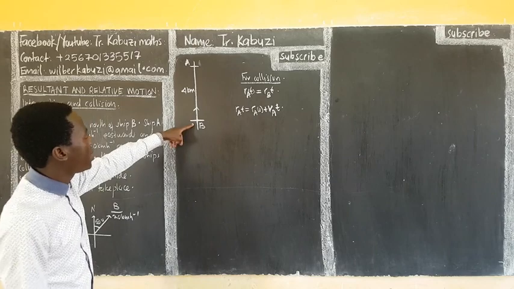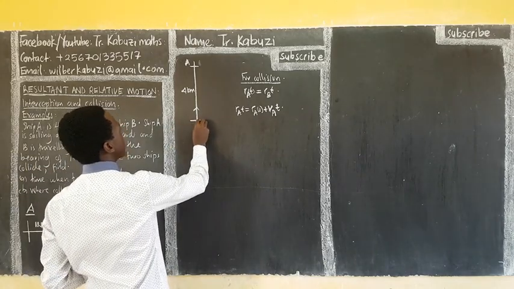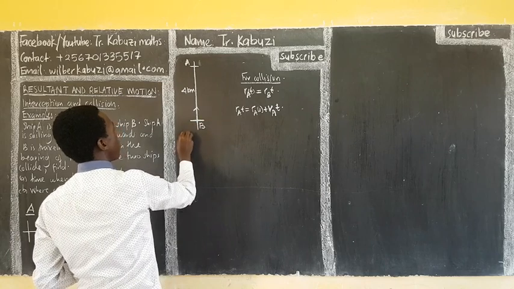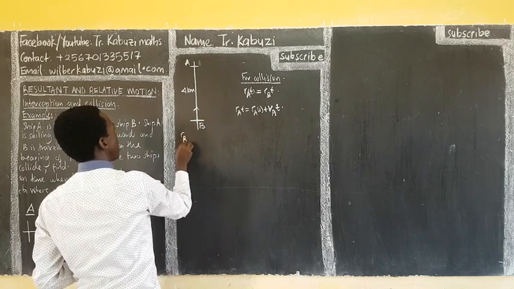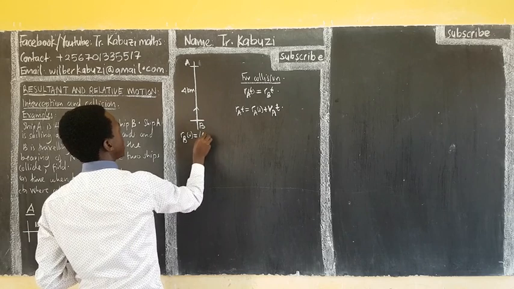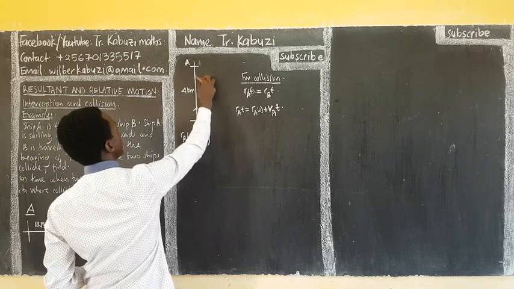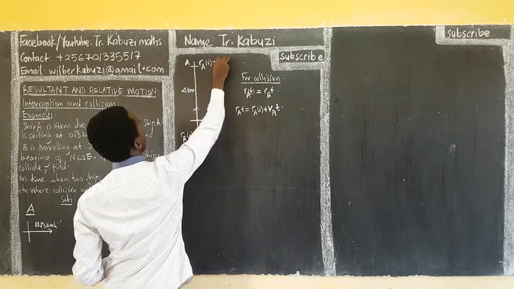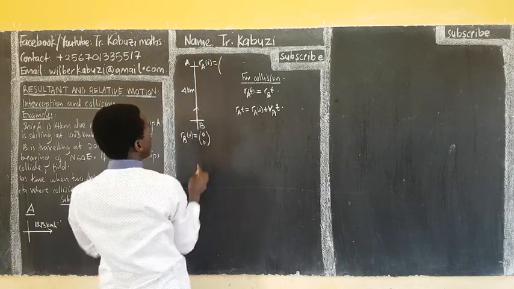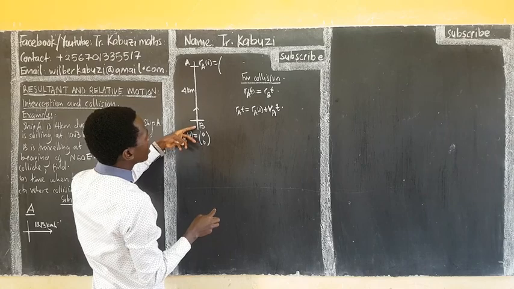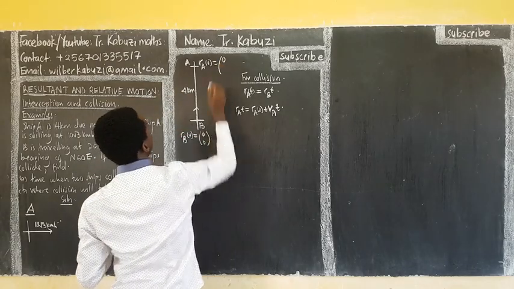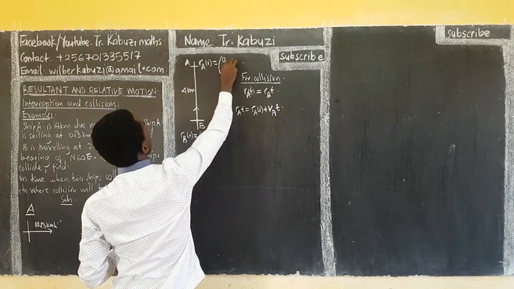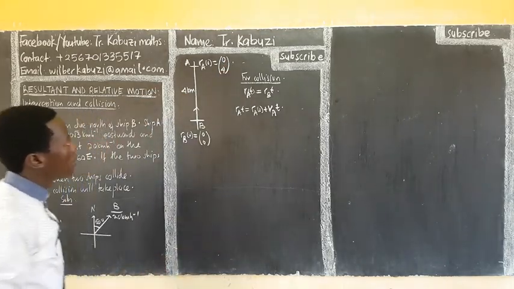But now if this is B, remember B is at the initial position R naught of B, let us take it as 0, 0. Then the position of A is going to be 0 in the X, because we are not moving in X, but in the Y we are adding 4 units.